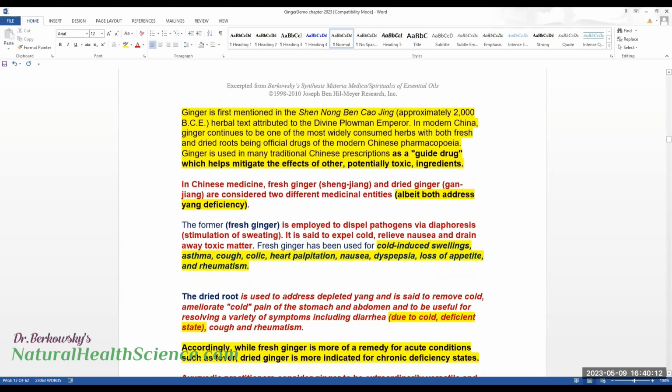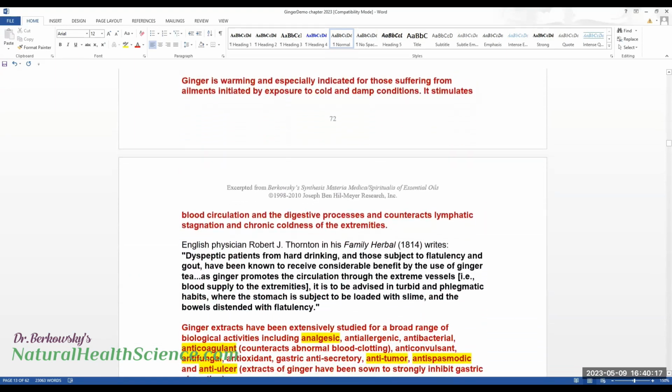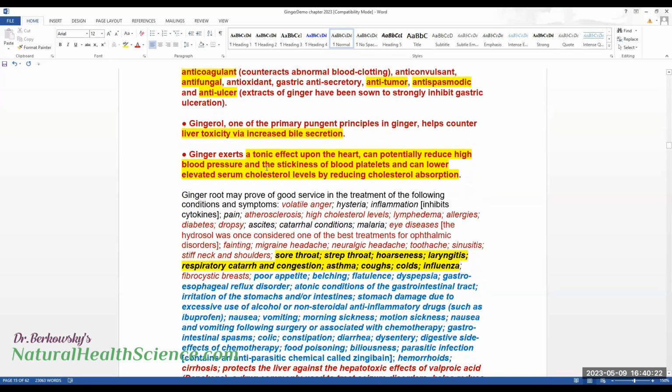Okay, now getting past the herbal medicine, let's get to the aromatherapy, and let's read the aromatherapy. This is an interesting thing to remember here, by the way, that ginger exerts a tonic effect upon the heart. So if you're wanting to put together some type of not just a tea, but in terms of the oils to treat heart, high blood pressure, stickiness of the blood platelets, elevated serum cholesterol, then ginger is one of those oils you're going to be thinking about, one of the primary oils. It also helps counter liver toxicity.